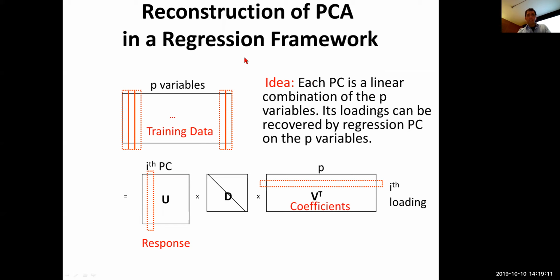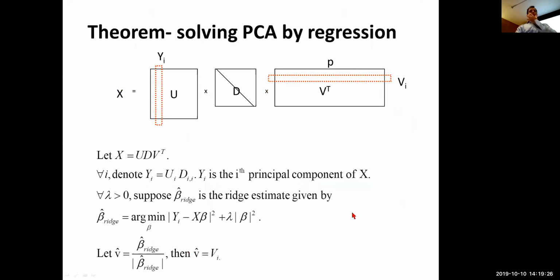Here's how PCA works in this regression framework. Basically, you have a bunch of training data, and the idea is that every principal component is a linear combination of the p variables, and its loadings can be recovered by regression of the principal components on the p variables. So you have all of these loadings and coefficients, and then you can start setting some of them to 0 using the sum of the beta coefficients or the squares of the beta coefficients.